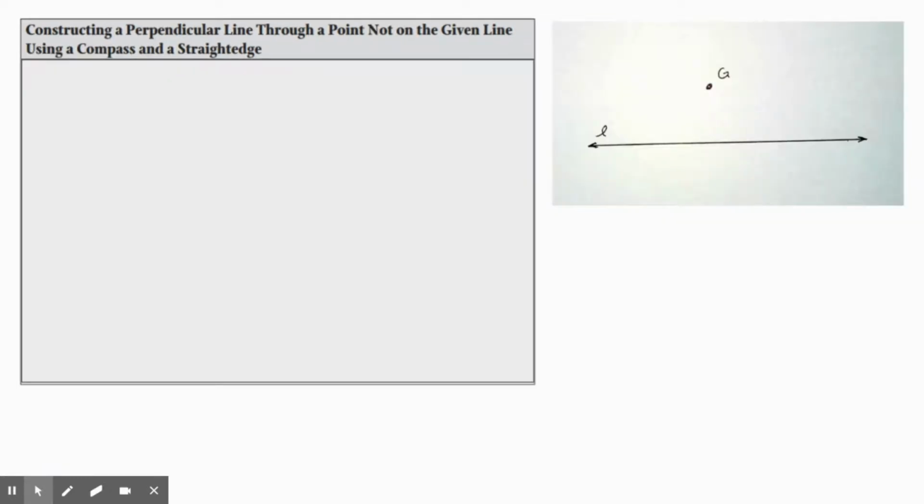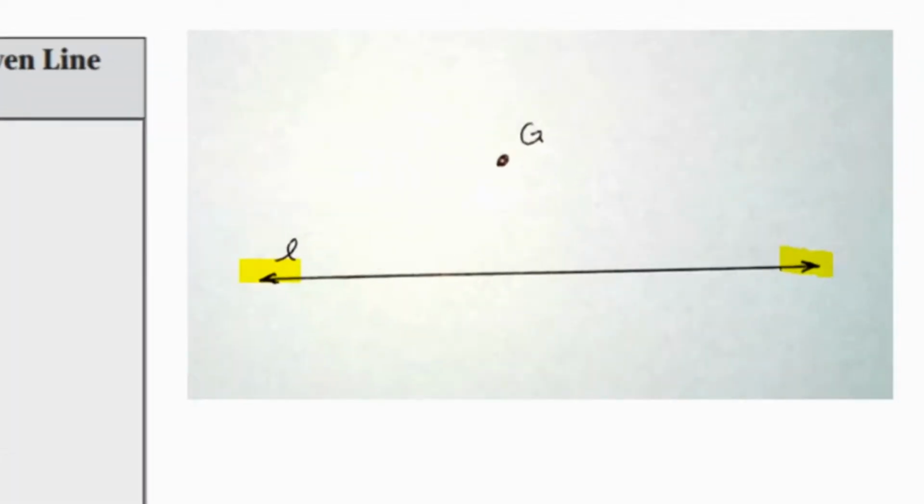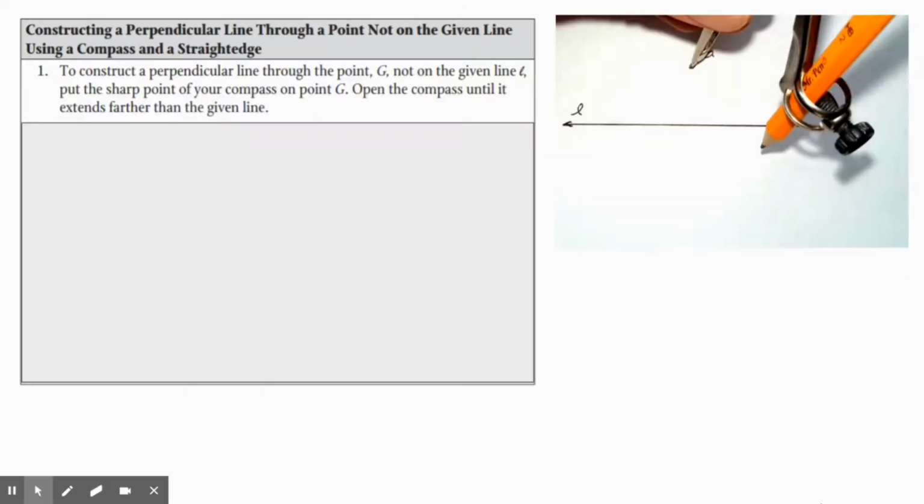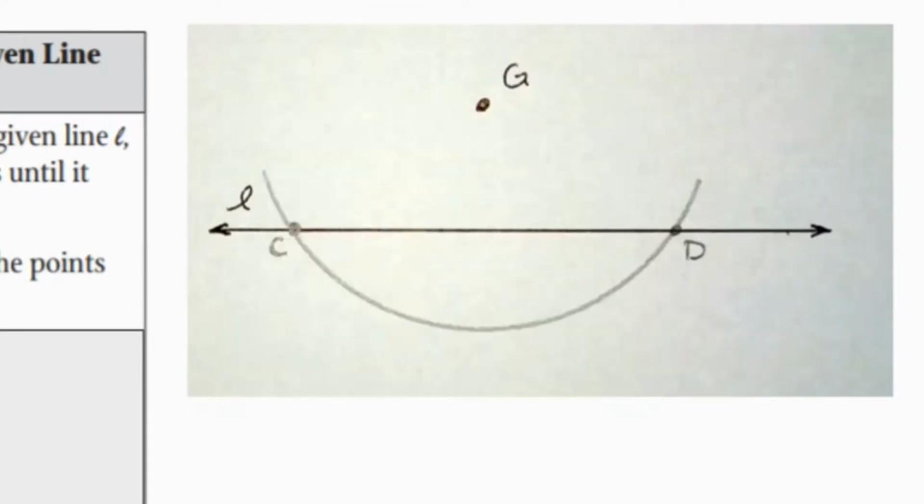This is going to be a construction where the point is not on the line. So I've drawn line L, and then I have point G, and it's not on the line. Again, as you can see, this is not a line segment. We need to be working with a line segment here. So I'm going to use my compass and make an arc to find 2 points on that line. And I'm labeling them C and D.